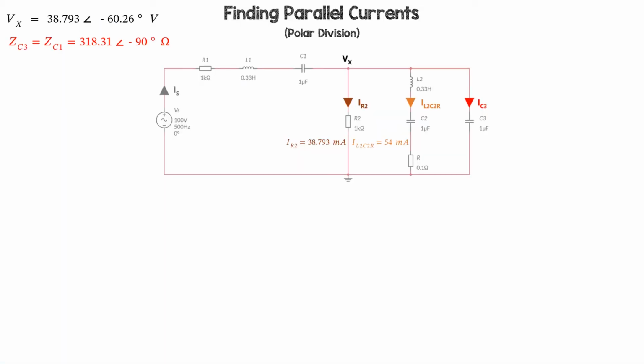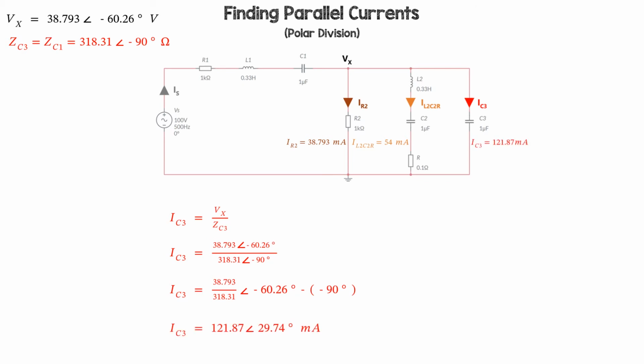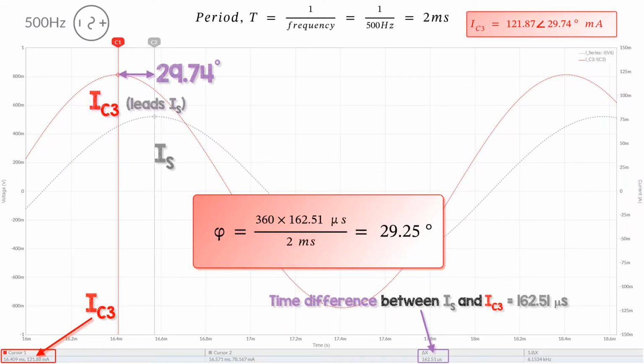Finally, the current through the capacitor C3, voltage divided by impedance. Here the angle is minus 60.26, take away minus 90 degrees. So this shows that the current through capacitor 3 is 121 milliamps, but it is leading the supply current by nearly 30 degrees. And we can see it leading there, and from the time difference it shows it as leading by 29.25 degrees, which is pretty accurate compared to our theoretical values.